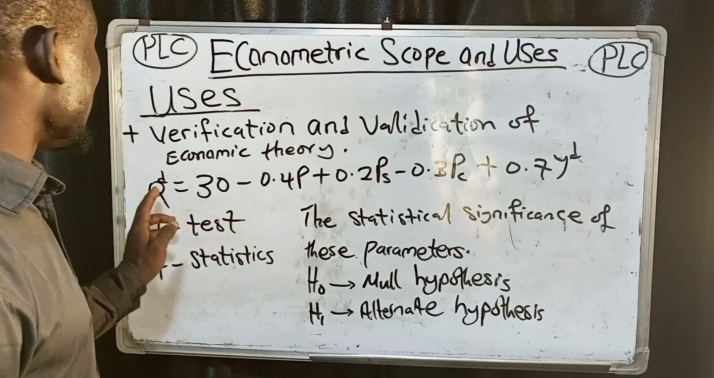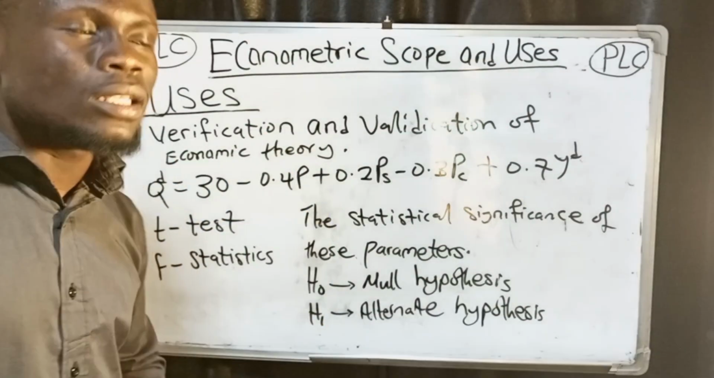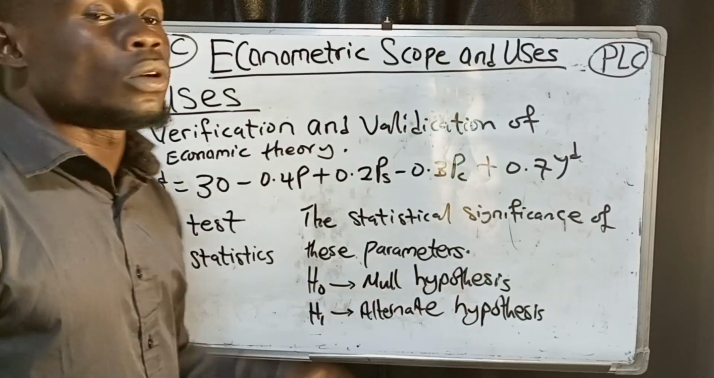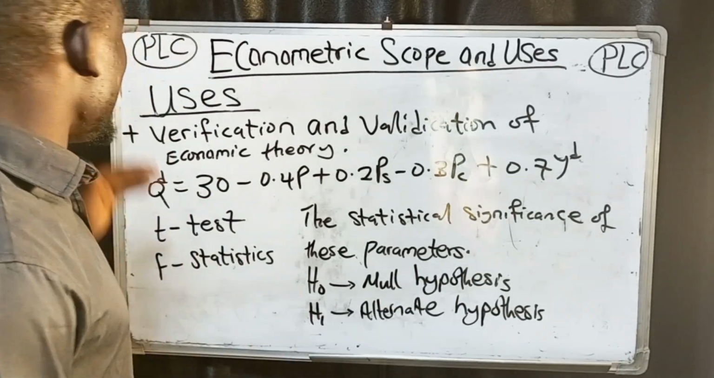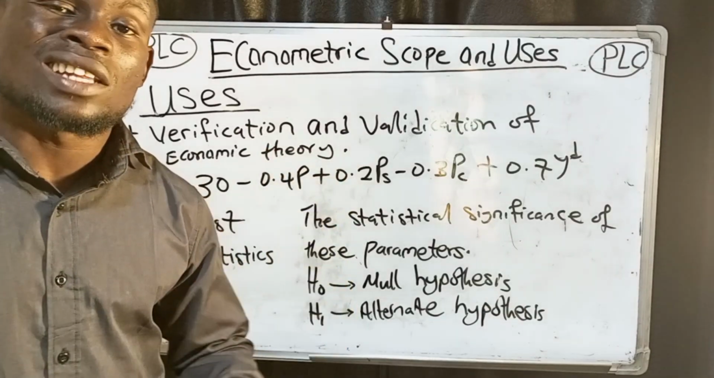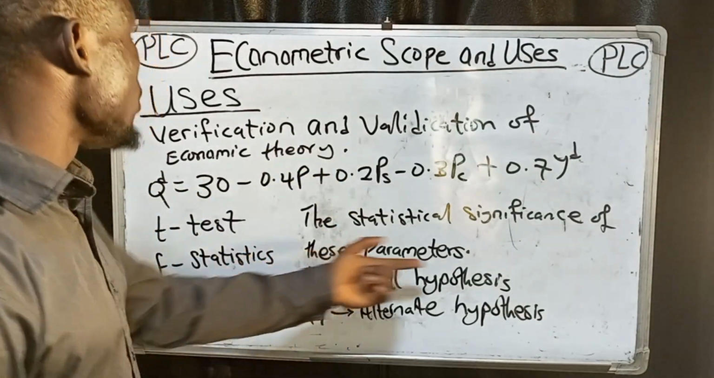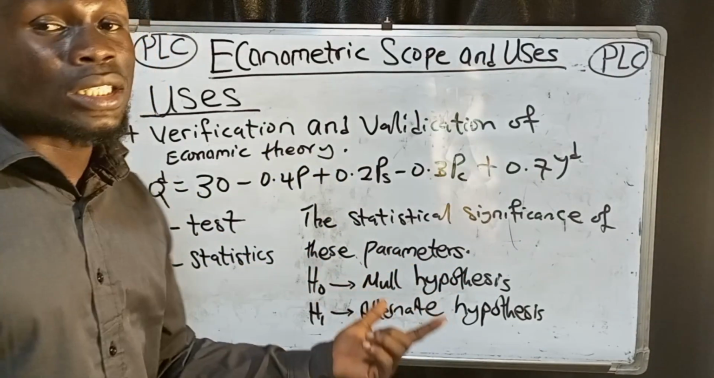Well, if our t calculated is greater than our t tabulated, we reject the null hypothesis and we accept the alternate hypothesis. On the other hand, if our t calculated is less than t tabulated, we accept the null hypothesis and we reject the alternate hypothesis.